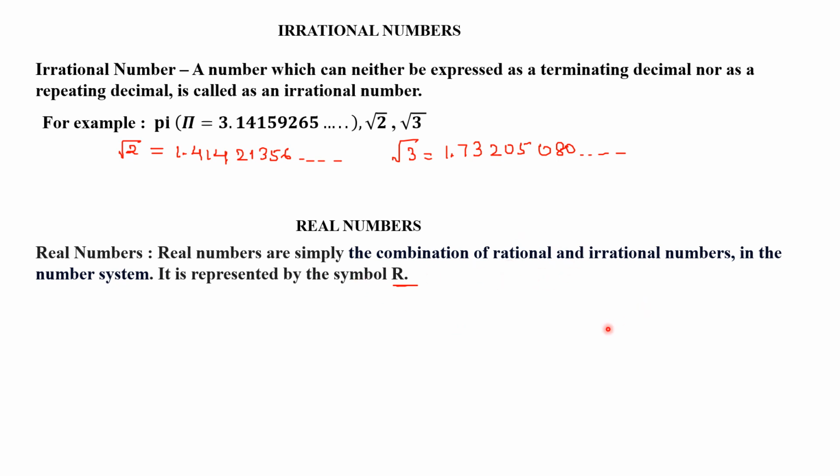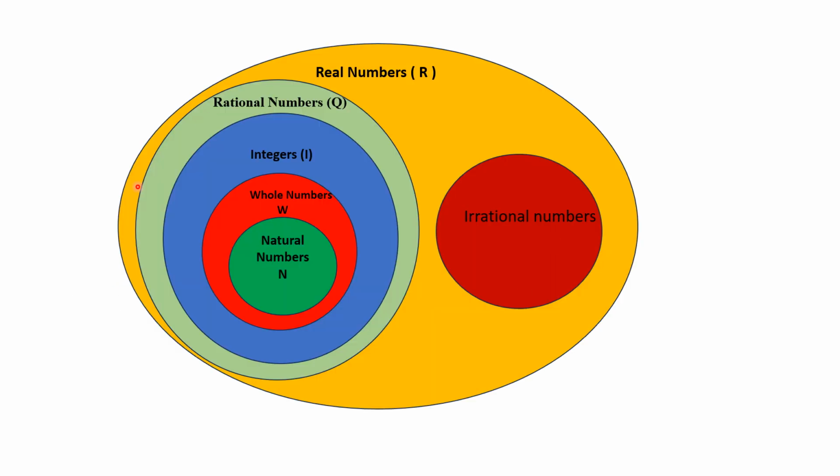Now we will see the Venn diagram of our number system. So here I have written it is a combination of rational numbers and irrational numbers, right? Now this is our number system. If you can see, on top of that we have real numbers. And real numbers are a combination of rational and irrational numbers. Now under rational numbers we have integers, whole numbers and natural numbers, isn't it?